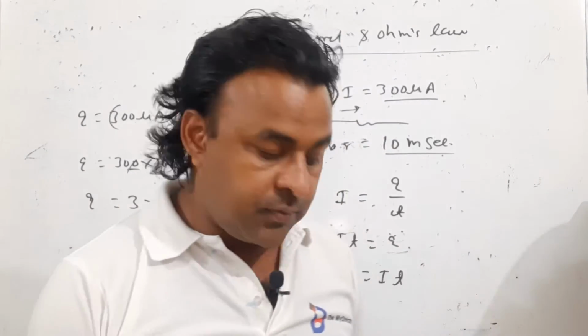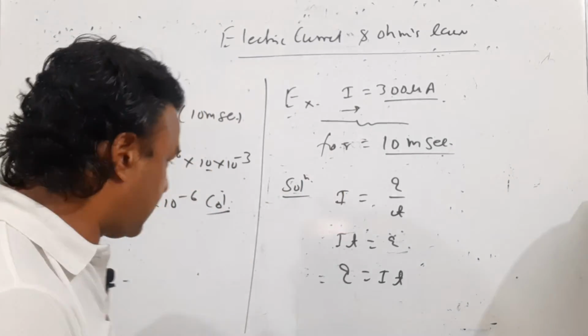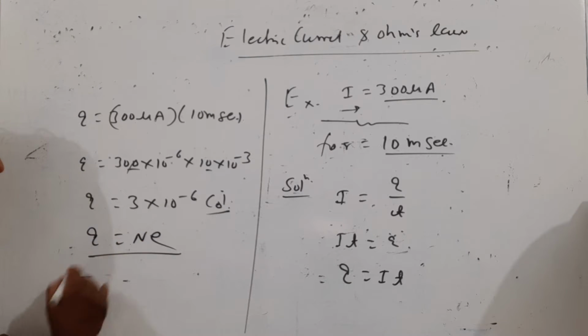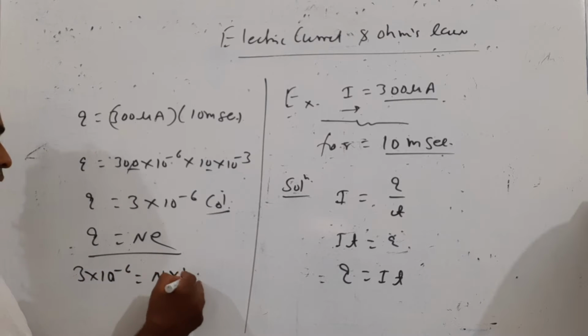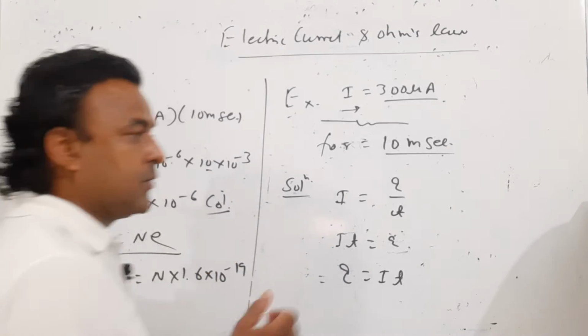Now it looks like a very small charge, but let's see the number of electrons. We know that Q is equal to Ne. Then Q equals 3 into 10 to the power minus 6 is equal to N times 1.6 into 10 to the power minus 19 coulomb.